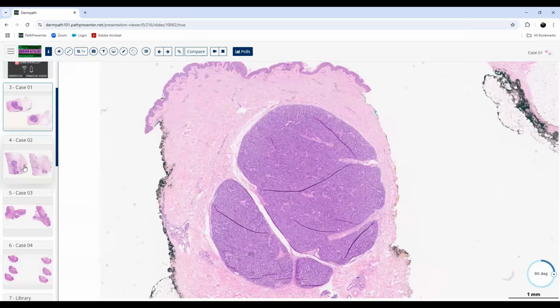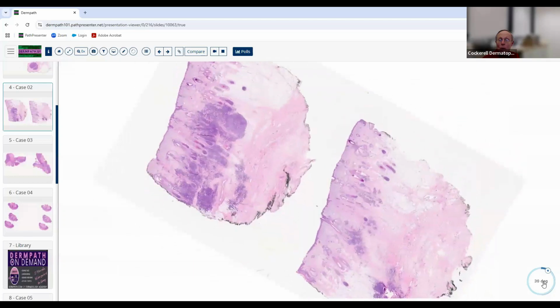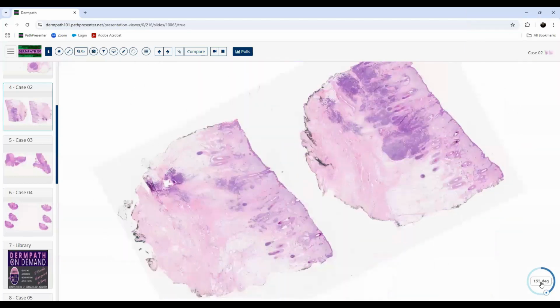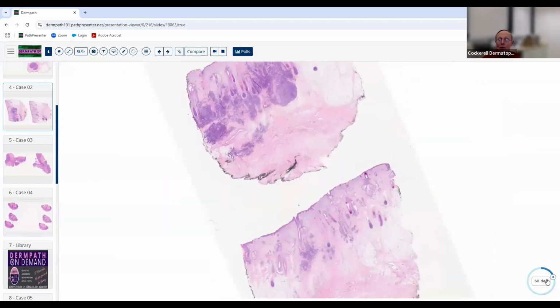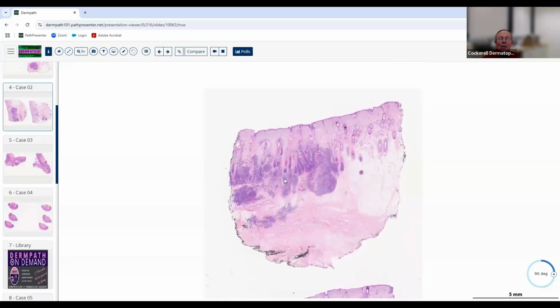Okay, very good. Thank you. You're welcome. All right, hey, good morning, Dr. Cockerell. I can take this one. Let's see if I can get it oriented for you here. You've got to have a steady hand with this stupid little thing here. Here we go. Okay.